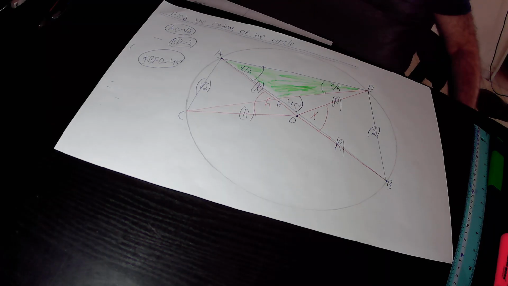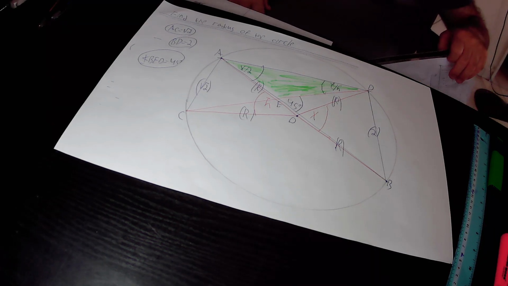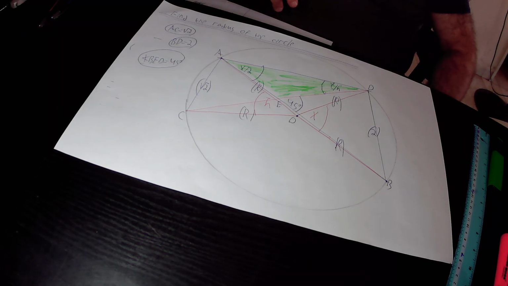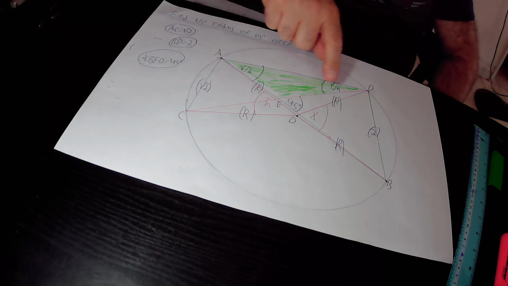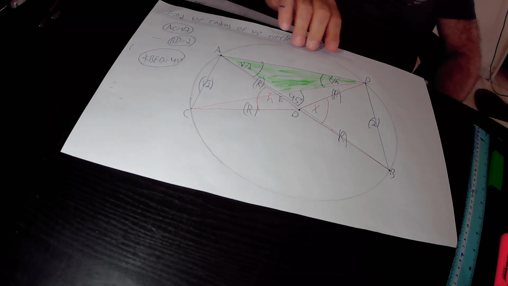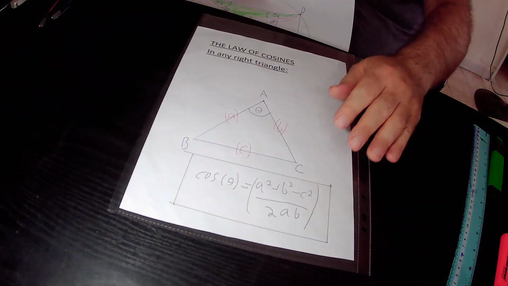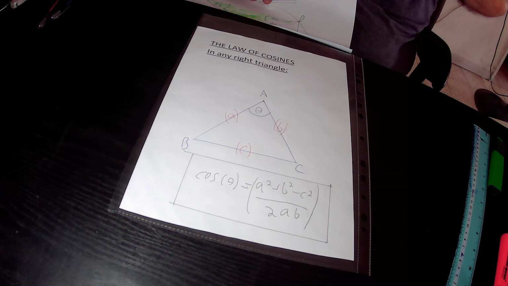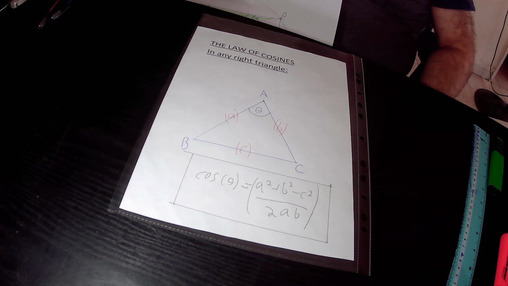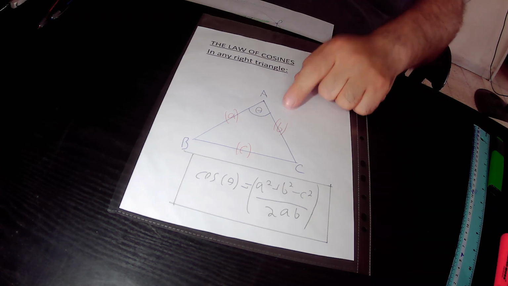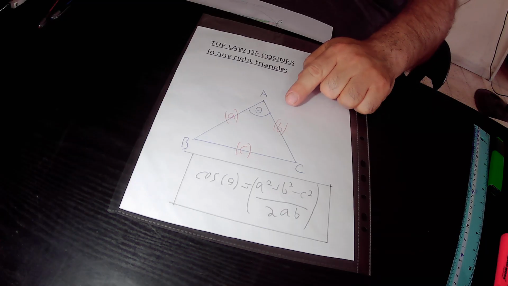In the next step, I present again on the law of cosines and implement the law of cosines in this triangle AOC, in this triangle DOB. According to the law of cosines, first of all, the law of cosines is true in any triangle. So this is triangle ABC that could be any triangle.